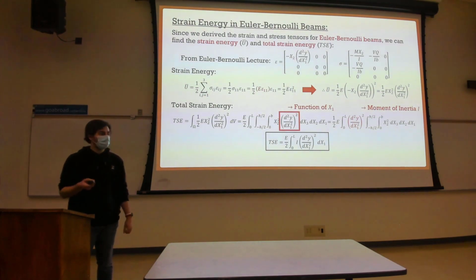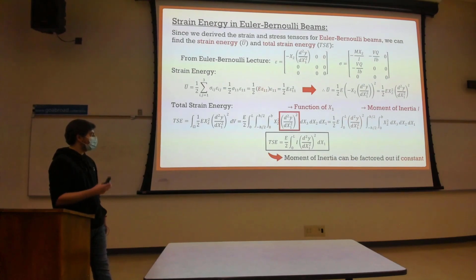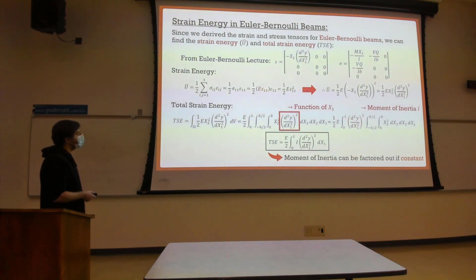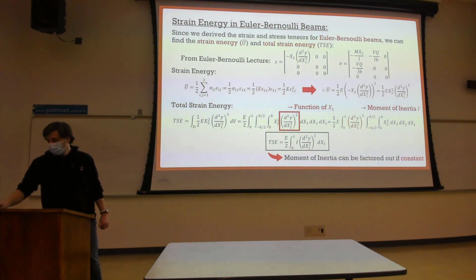Not once. I've never given it to you. So this can actually be factored out if constant, which it typically is. So that's the total strain energy for an Euler-Bernoulli beam. Again, where does this come into play?